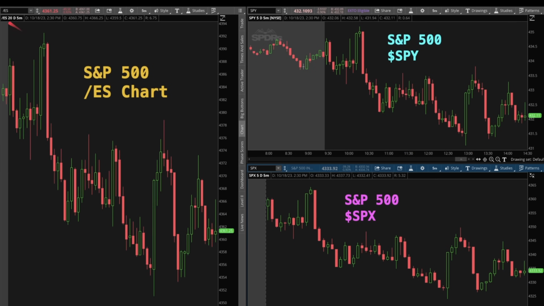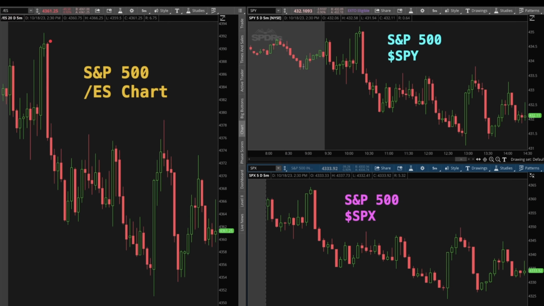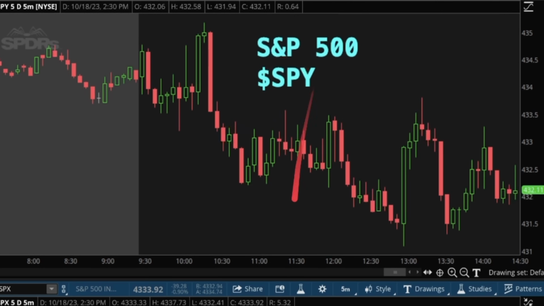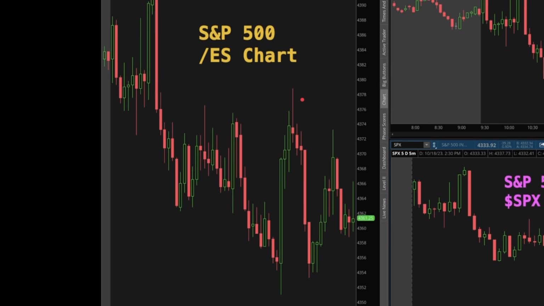Now, if you've been following me for a while, you probably see me talk about ES and SPY, and you know I do all of my analysis on the /ES chart. Why I do my analysis on the futures chart is clear when comparing all three charts here. We have SPY in the top right, SPX on the bottom right, and ES, the futures chart, on the left side.